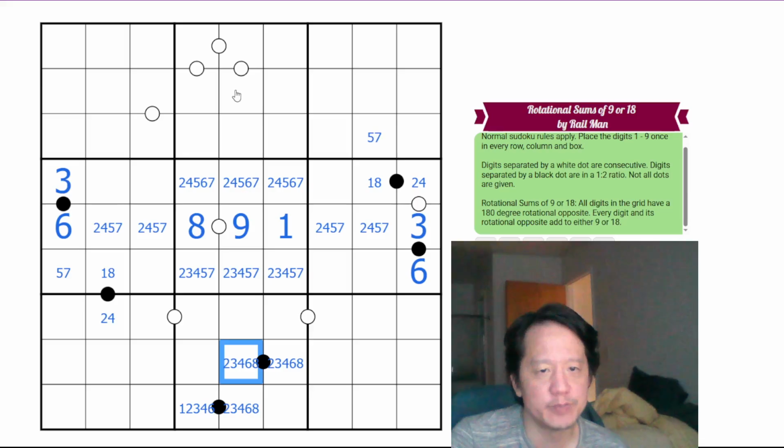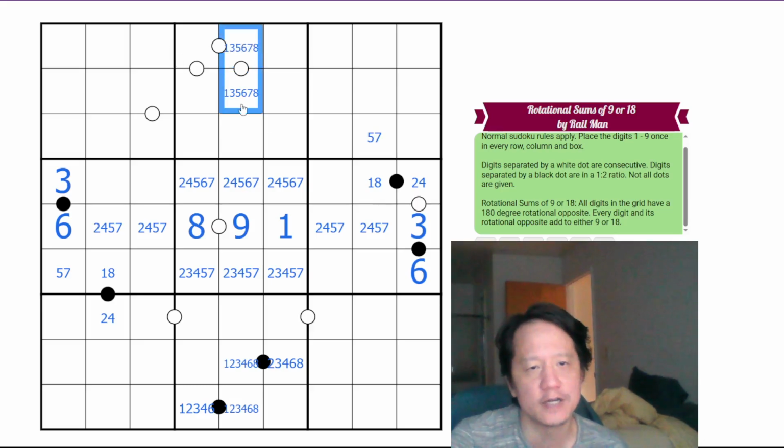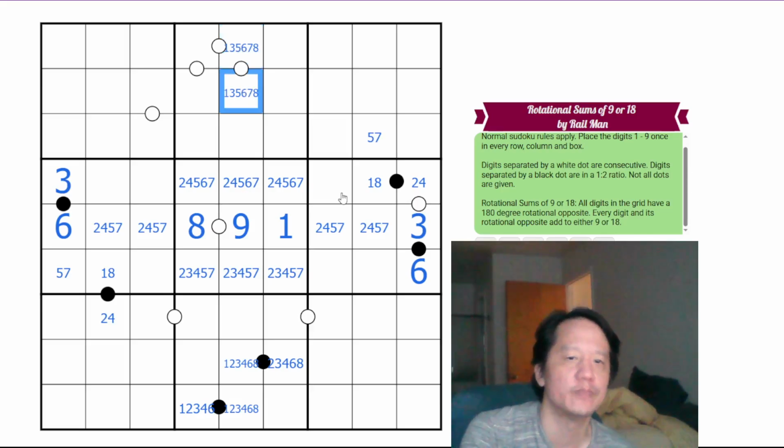This digit must be opposite here. Can be what? Let's continue. Okay, so this has to be adding up to 9 with that digit. So we have 1, 8, 7, 6, 3, or 5. This digit is the same, so we have 1, 8, 7, 6, 3, 5. Obviously, 1 is not consecutive, it would have to be consecutive with 2 here. So this cannot be 1 here.